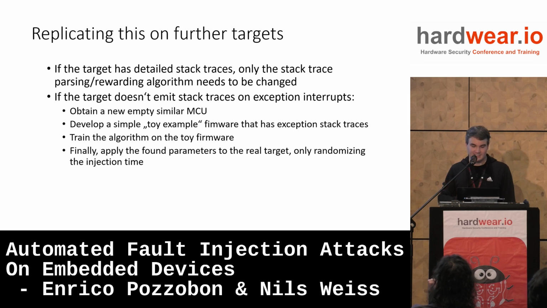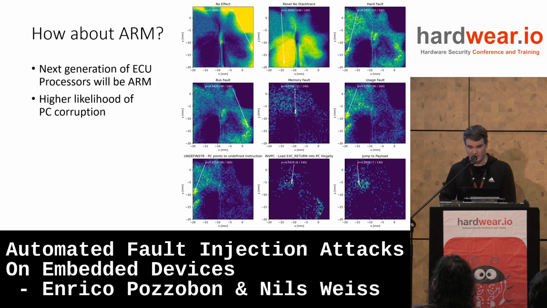If the target doesn't emit stack traces on exception interrupts, then you need to do the trick that I was talking about before: get an empty MCU, write your own toy example for it, get the parameters out of that, and then use them in the real target. Couple of other slides here. How about ARM? What about ARM?